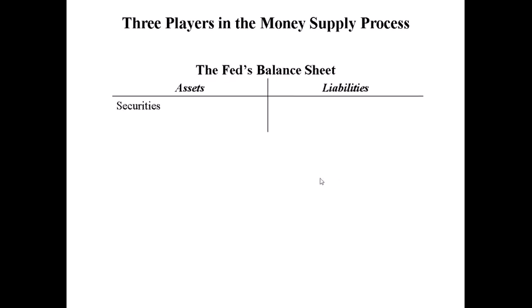What about the Fed's balance sheet? The Fed is the banker's bank. It has purchased treasuries from banks in earlier open market purchases. So these securities, just like for the bank, are paying the Fed coupon payments. So in the Fed's balance sheet, securities are an asset.